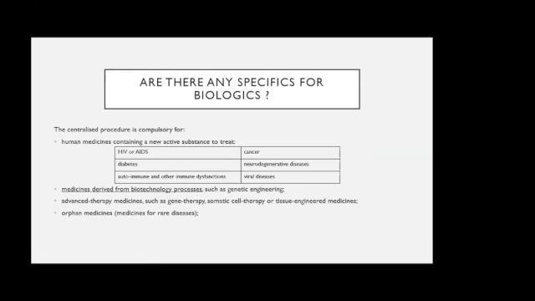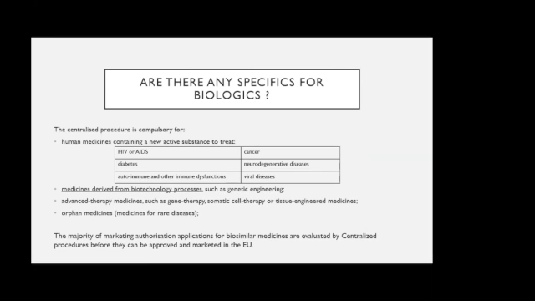It's also mandatory for medicines derived from biotechnological processes such as genetic engineering, advanced therapy medicines, and orphan medicines. These are all medicines that need to go through centralized procedures. So whenever we are talking about biologicals, because they come most of the time from biotechnology processes, we are talking about centralized procedures, and also for the biosimilar medicines, which for biologicals are also mostly coming from biotechnology processes. So these are usually also evaluated by centralized procedures.